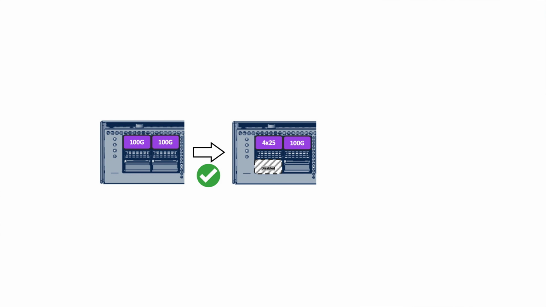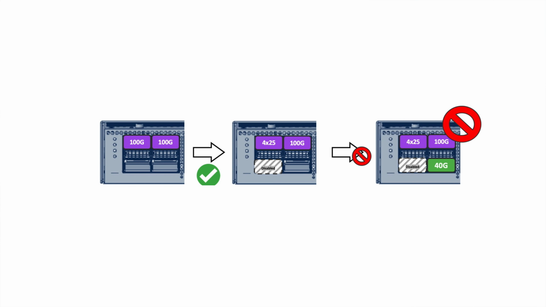Okay, one last example. 2 QSFP28 100 gig in port 0 and 2, we configure port 0 in 4x25 breakout mode, port 1 gets disabled. Now I insert a QSFP Plus in port number 3. No, it does not work. QSFP Plus and 4x25 is not supported.